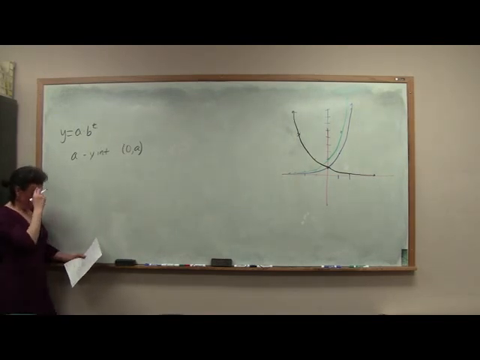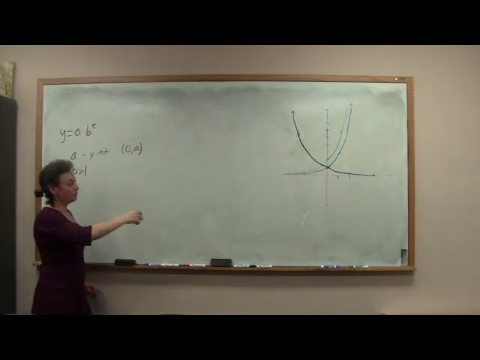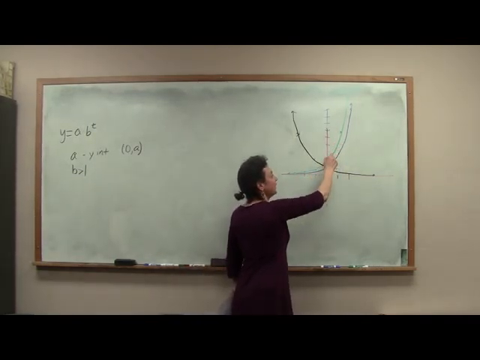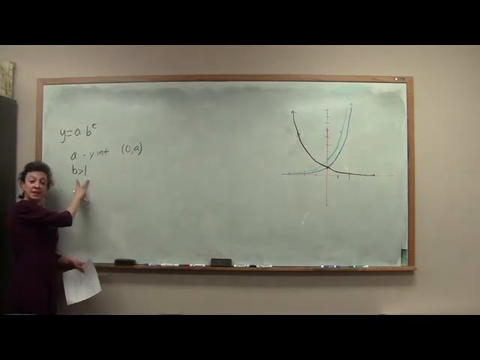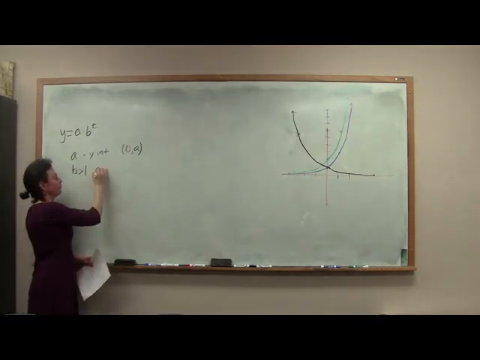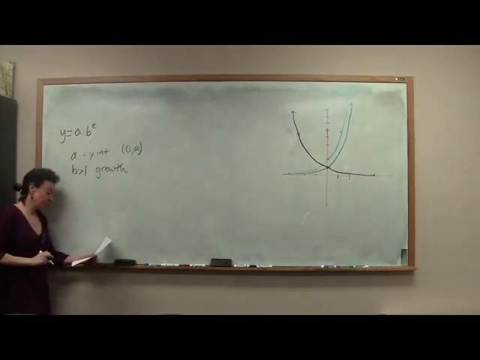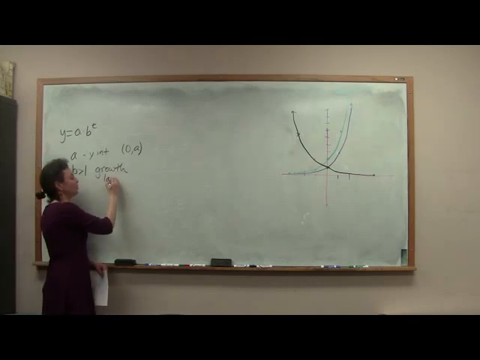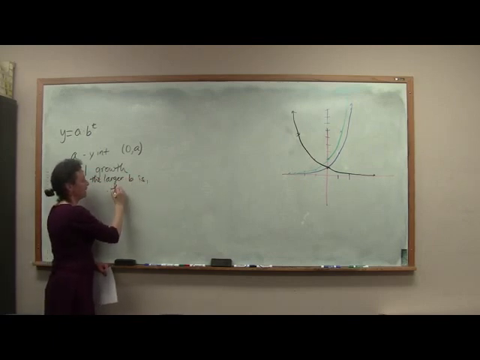All right, notice something else. When my b is greater than 1, in both of my examples here where it's 3 to the x and 2 times 3 to the x, okay, this stays consistent. When b is greater than 1, we have exponential growth, okay? And one thing that you'll see is that the larger B is, the faster it'll grow.